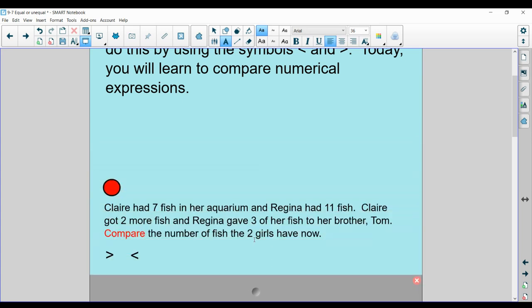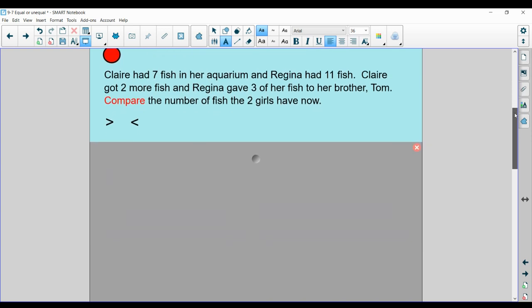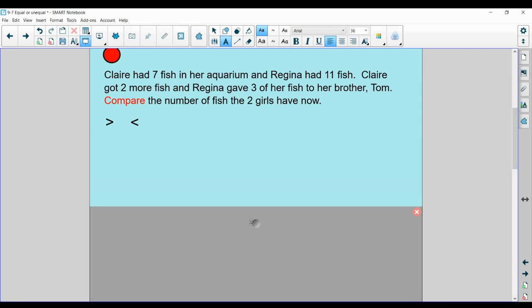All right, so here's our problem. We're going to take this problem and put it into a numerical expression, and we're going to compare the two different expressions. So here's what we have. Claire had 7 fish in her aquarium and Regina had 11 fish. Claire got 2 more fish and Regina gave 3 of her fish to her brother Tom. Compare the number of fish the two girls have now. It's not asking you for any answer. It's just asking you to compare them.